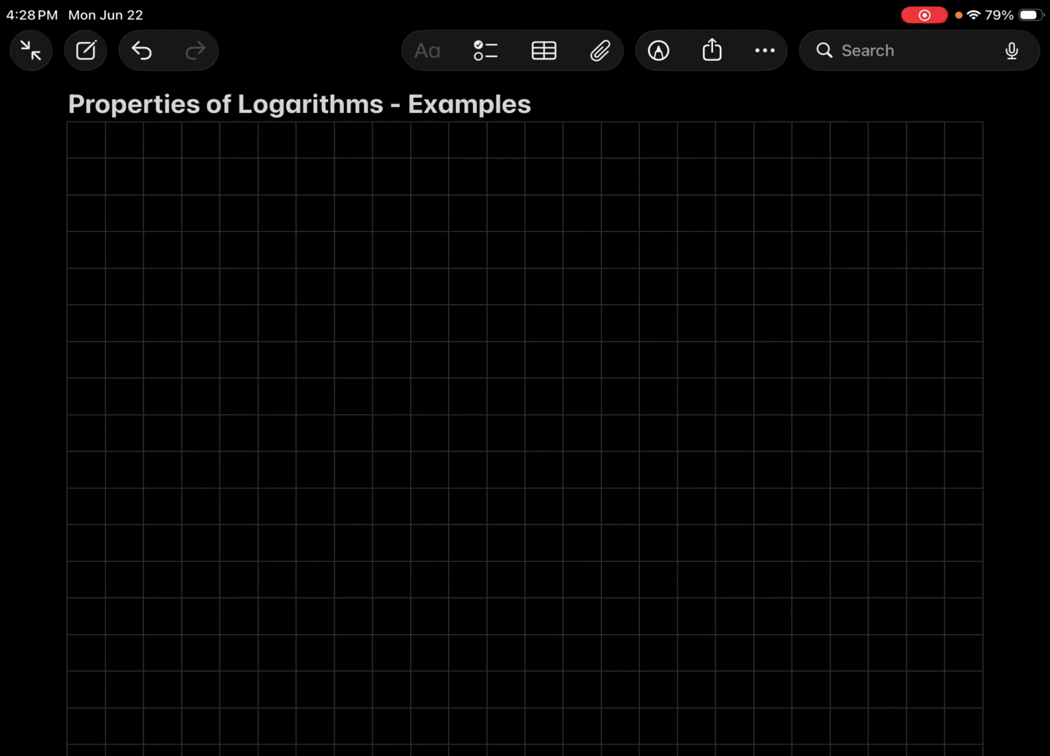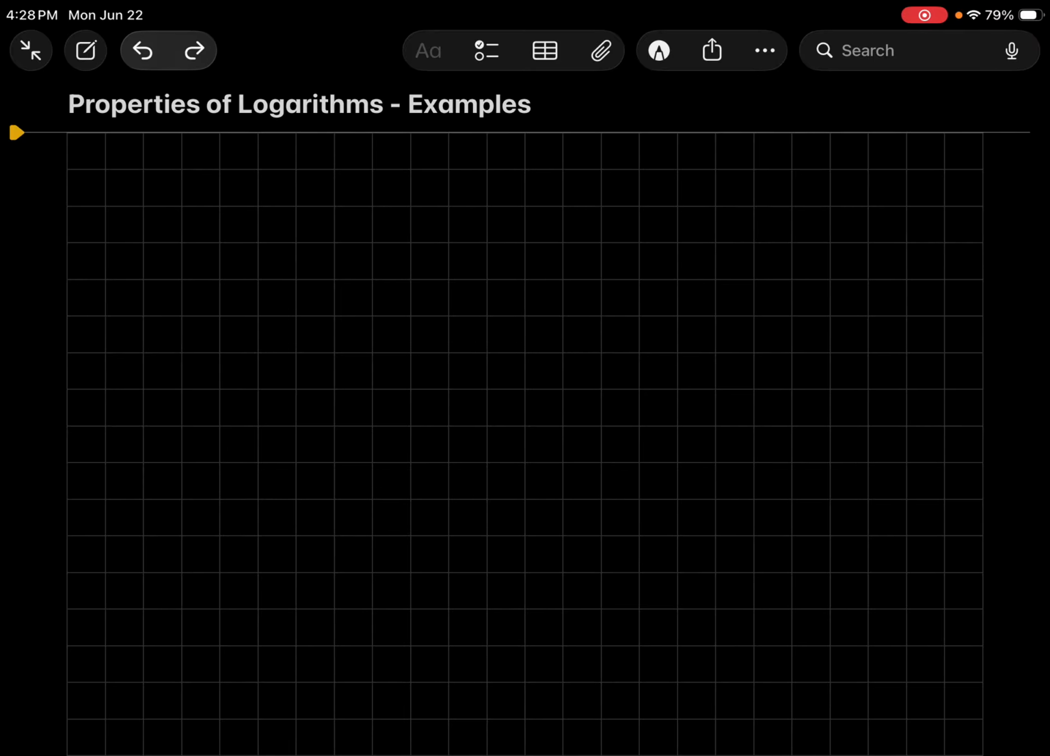Properties of logarithms, examples. Let's remind ourselves quickly of the properties of logarithms that we talked about in the last video. So the log of 1, any base, is 0. Then when we have the log of two things multiplied, I'll call it x times y in this video, we can add the logarithms.